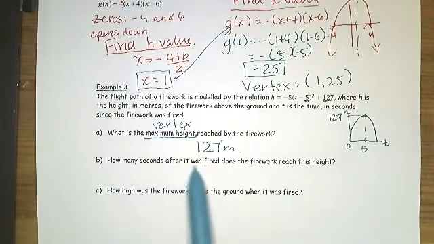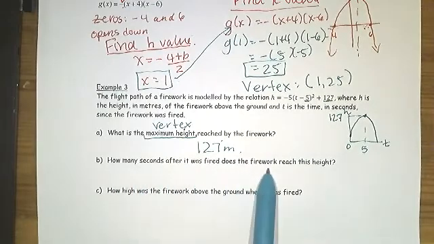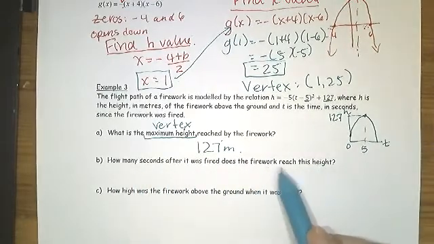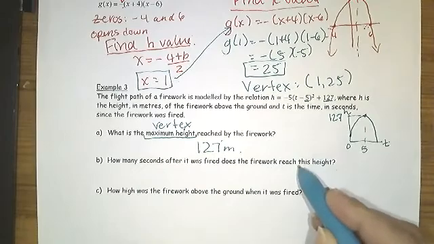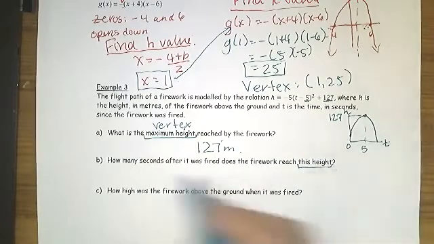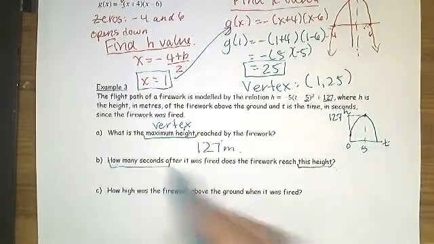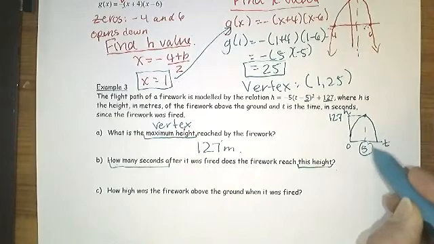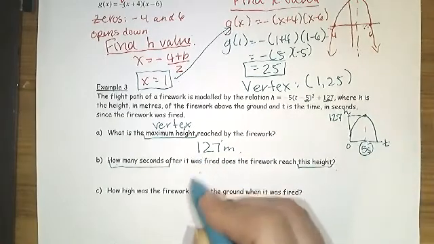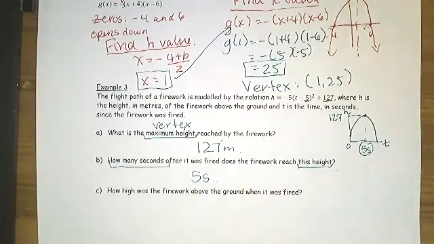How many seconds after it was fired does the firework reach this height? So when does it reach its maximum height? We want to know how many seconds. So that comes from here, right? This is at 5 seconds. So that would be 5 seconds.